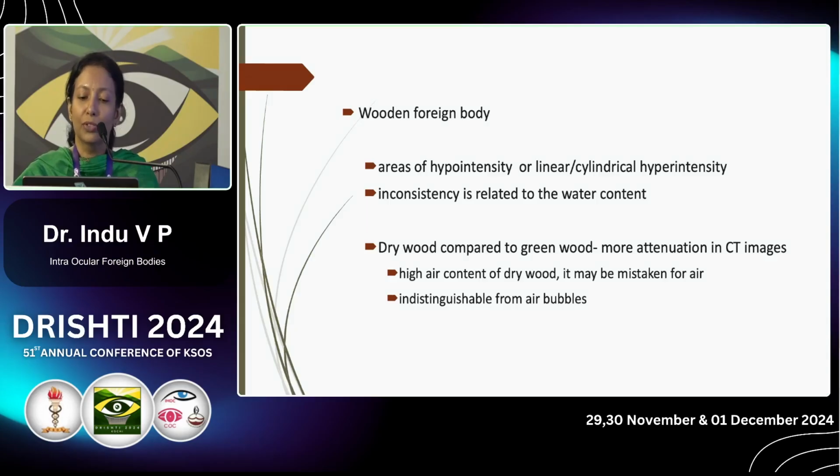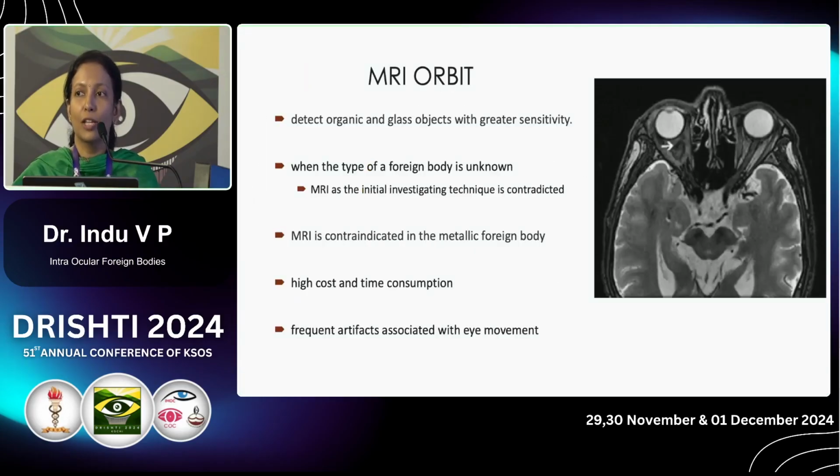And the problem with dry wood is that it has a high air content, so it may be mistaken for air bubbles. So CT is not very useful for wooden foreign bodies, and in such cases you have to go for an MRI orbit. MRI can detect organic and glass objects with greater sensitivity, but MRI is contraindicated when you do not know the nature of the foreign body or if you're suspecting metallic foreign bodies, because a magnetic field can cause change in the position of foreign bodies and more damage.